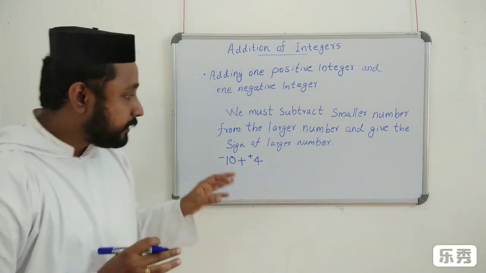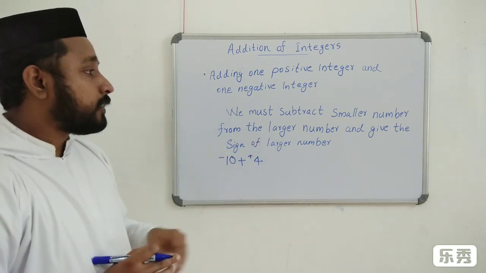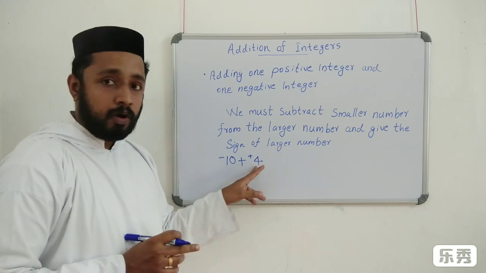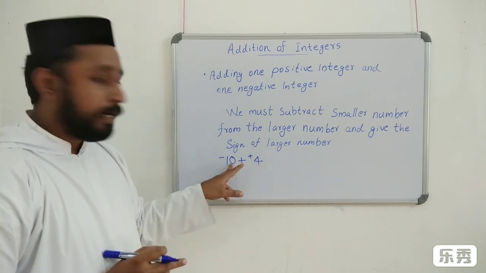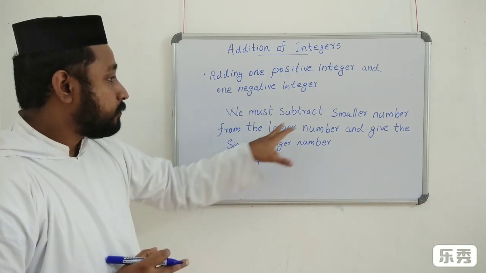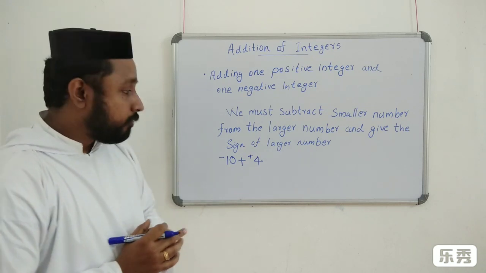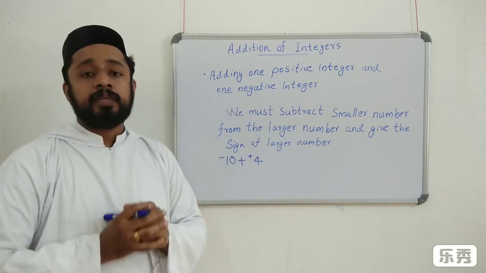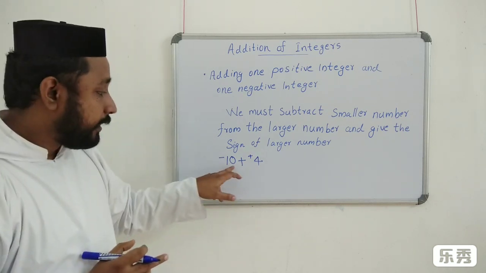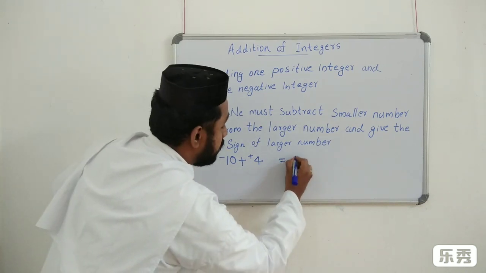The rule is that subtract smaller number from the larger number. Smaller number is 4, larger number is 10. Don't look at the signs, only the digits. We have to subtract the smaller number from the larger number, which means 10 minus 4, which is equal to 6.